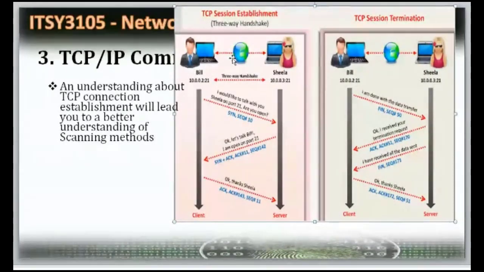So what is the first step? The first step is the three-way handshake. They have to do the three-way handshake. At the end of the three-way handshake, a TCP connection will be established between these two machines. Then they can send and receive the data. Now, what are the steps in a TCP session establishment, in a TCP three-way handshake? The first step is going to be sending the SYN packet.